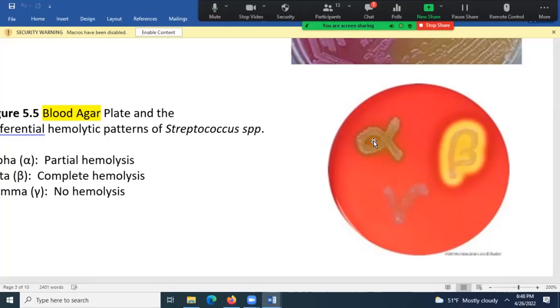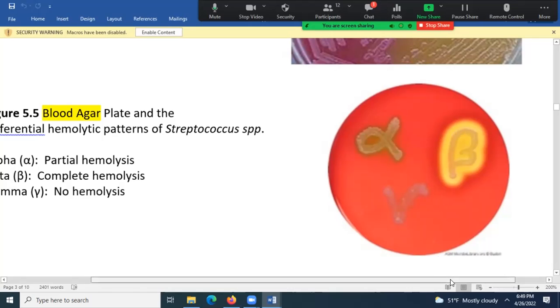There's also beta hemolysis, and that's complete hemolysis. The bacteria here are the white, the B, and then this clear region around the bacteria, as well as inside the beta, is beta hemolysis, where all of the red blood cells were lysed. And then you can actually see through the plate right there. The red blood cells are lysed.